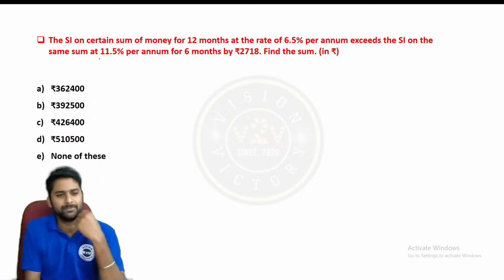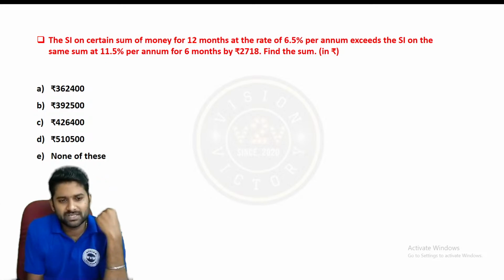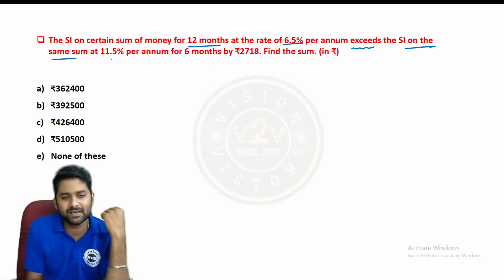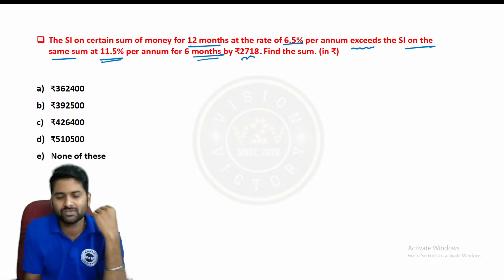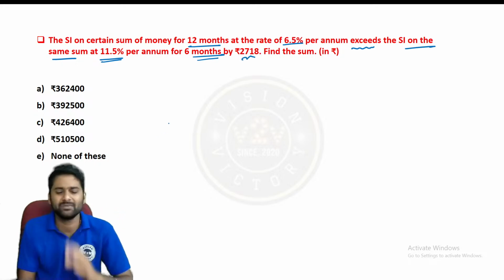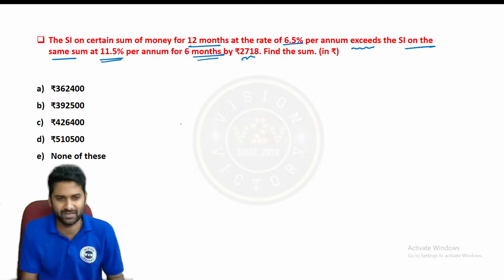Now let's check with this question. The simple interest on a certain sum of money for 12 months at the rate of 6.5% per annum exceeds the simple interest on the same sum at 11.5% per annum for 6 months by 2718 rupees. You just tell me what is that sum value, what is the principal value.